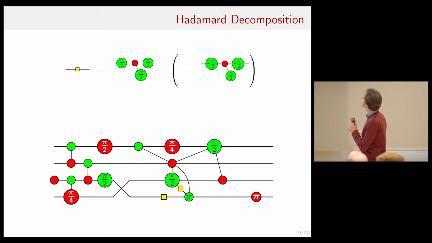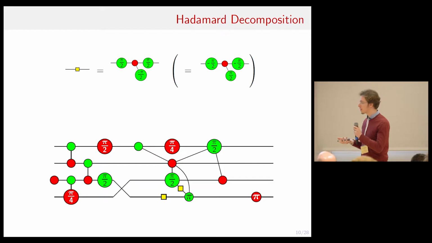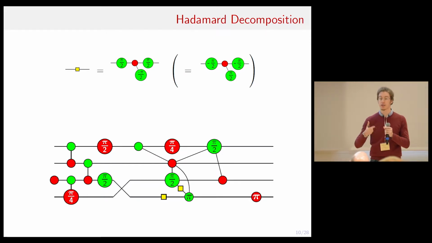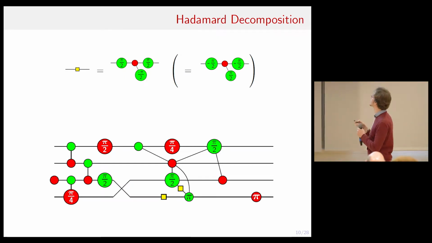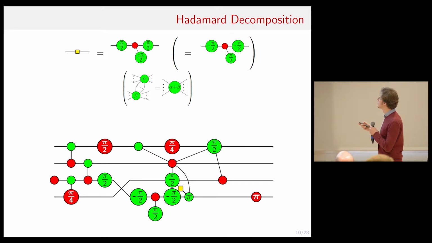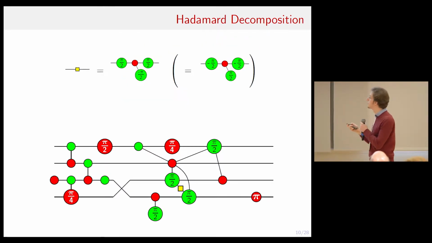Another important rule is the Hadamard decomposition. So we can decompose the Hadamard gate as a sequence of rotations around different axes. This is what it means here. I'm going to use, for this Hadamard gate, the following equation. I get the following result. Again, I can use the spider rule. And now I have something that I didn't have before. I have a binary node with no angle in it.